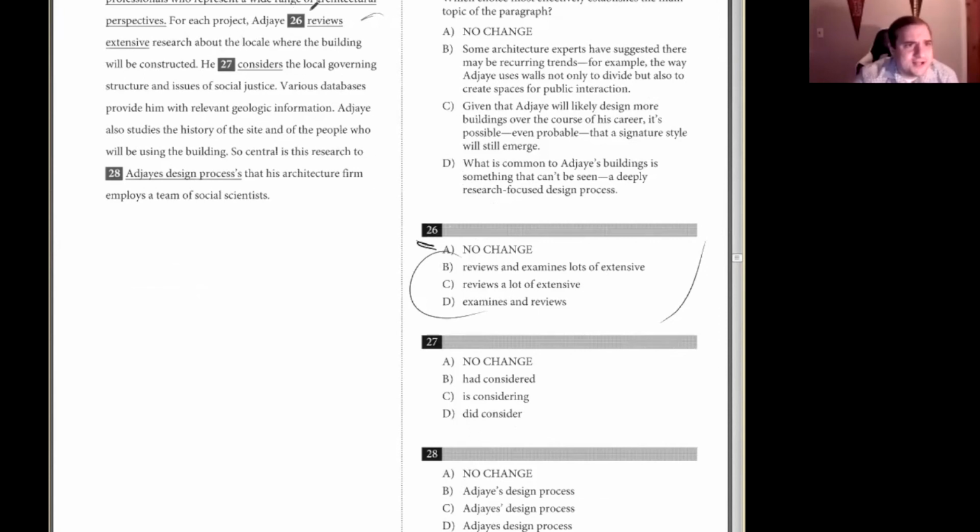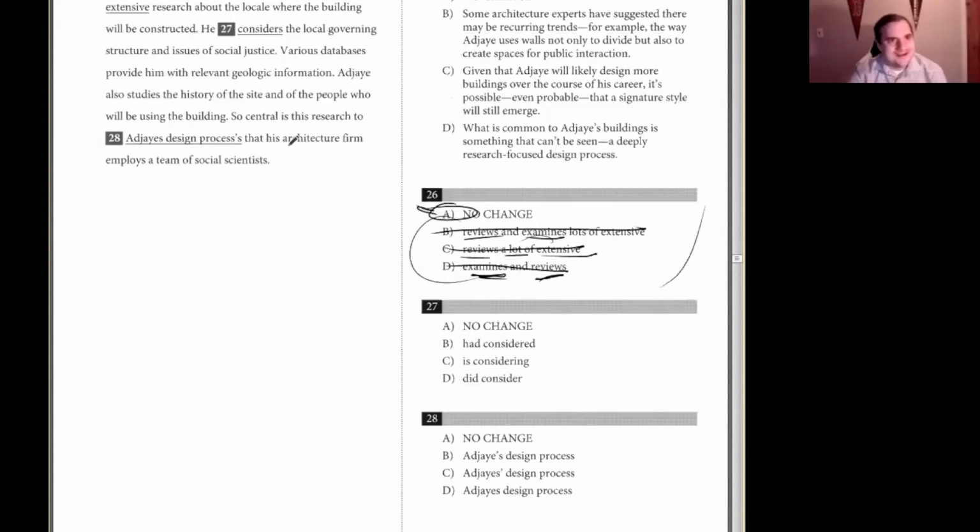For each project, Ajay reviews extensive research about the local population. All right, so this just says he reviews extensive research. This says reviews and examines. That's redundant and unnecessary. A lot and extensive mean the same thing, unnecessary. Examines and reviews mean the same thing, not necessary. Our answer is A. Boom.